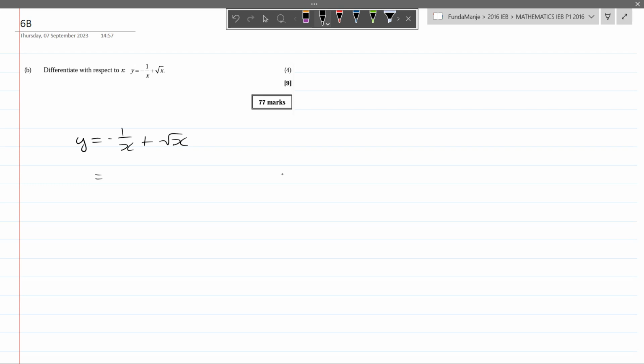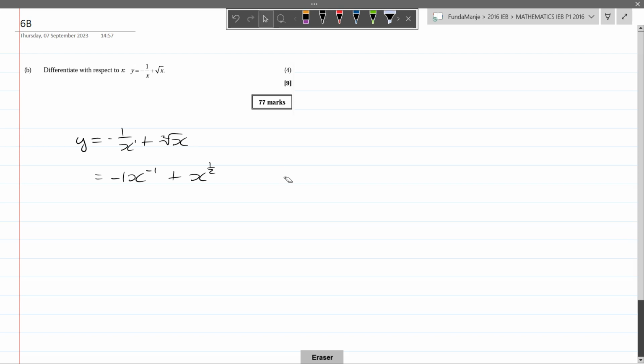So x from the denominator, it's actually x to the power of 1, but when you change this, this becomes minus 1 that we currently already have, and multiplied by x to the power of minus 1, because when we remove this, we change the sign of the power, plus x to the power of a half, because a root has an invisible 2 over here.